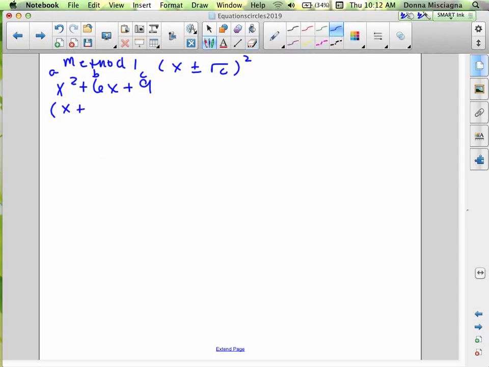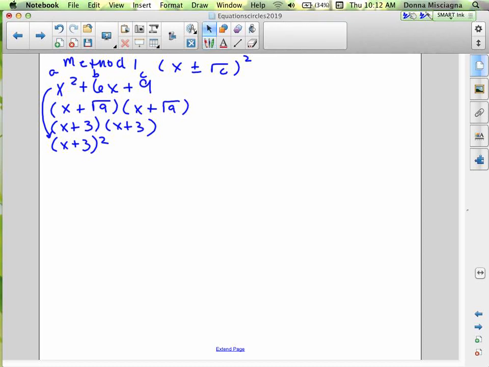So I'm going to write x plus square root of 9 times x plus square root of 9, and square root of 9 is 3. There's 2 of them, so I can just write it as x plus 3 squared. You can go right from the problem right to that. You don't have to have those 2 intermediate steps unless that helps you. I'll just do it for notes, but on homework, you don't have to show all these steps. You can do them in your head because they're the same each time.